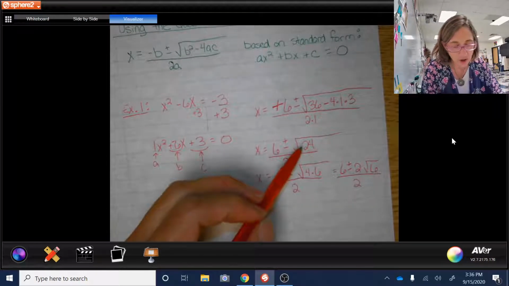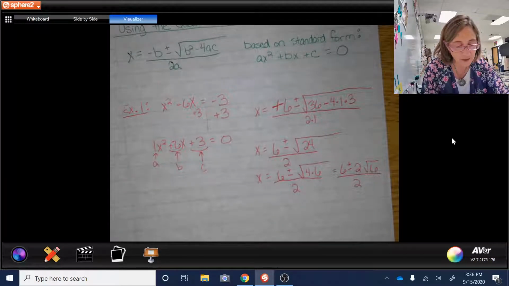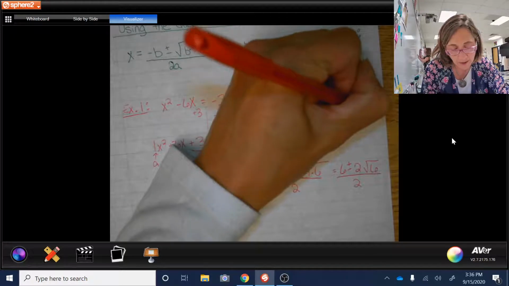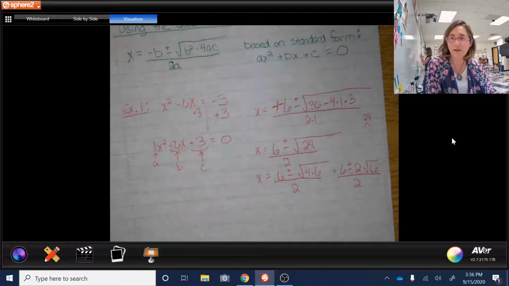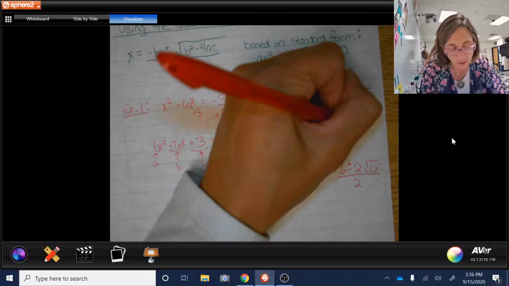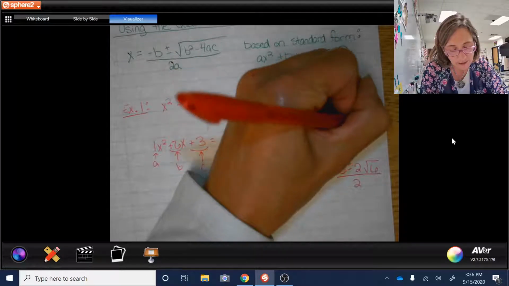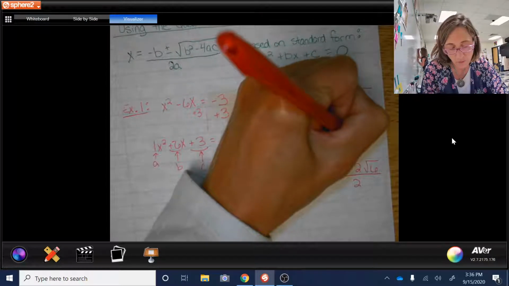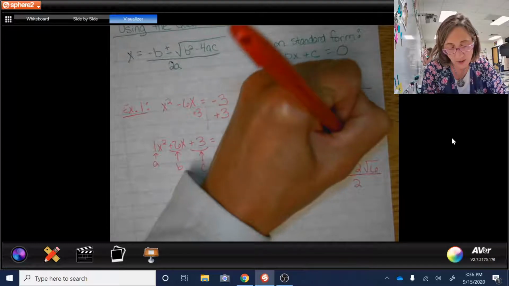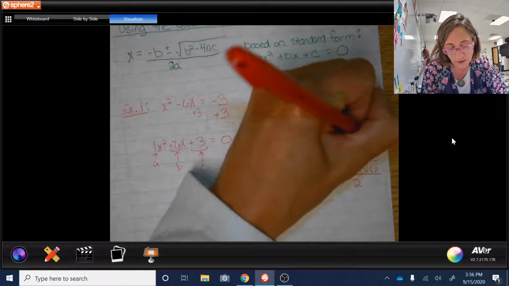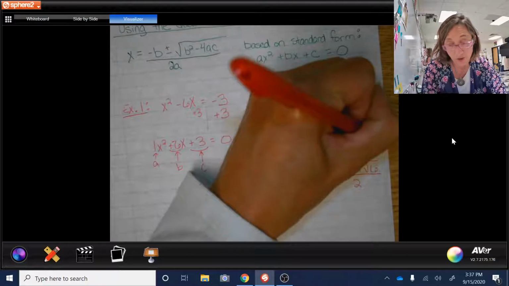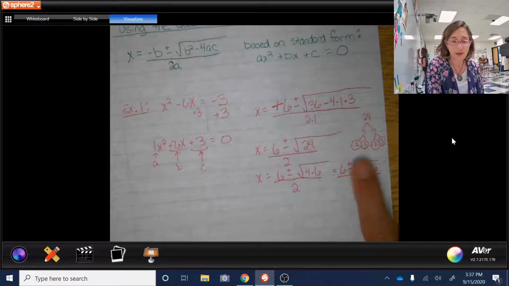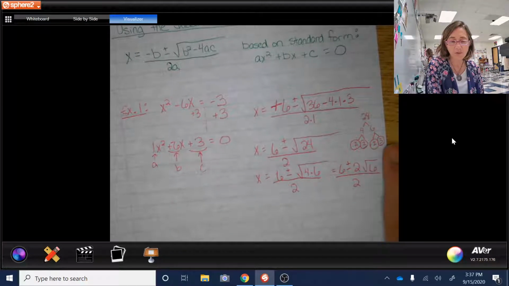Now let me pause and show you the other way of simplifying that square root. So if you like the tree method, you would take the 24 and start factoring. You could still call it 4 times 6. You could call the 4 2 times 2. Those are prime. You could call the 6 2 times 3. Those are prime. Okay, so I have 2 times 2 times 2 times 3.